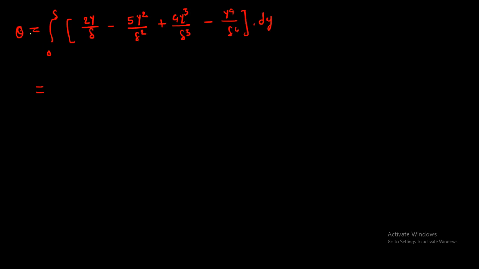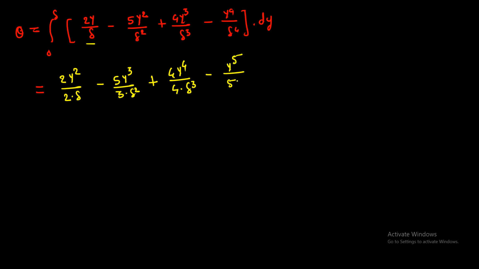This is the theta value. Now integrate this. So integration of y will be y square by 2. So we have 2y square upon 2 into delta, minus integration of y square, which is y cube upon 3 into delta square, plus the integration of y cube, which is y raised to 4 upon 4 delta cube, minus y raised to 4th will be y raised to 5 upon 5 delta raised to 4, and the limit is 0 to delta.